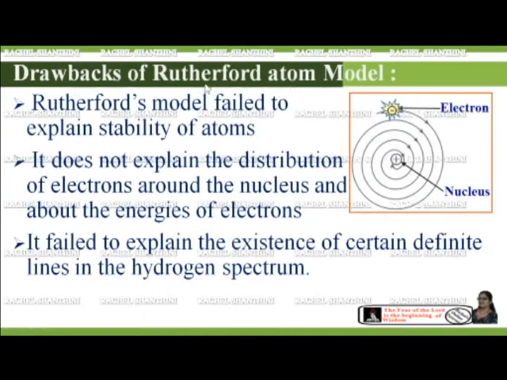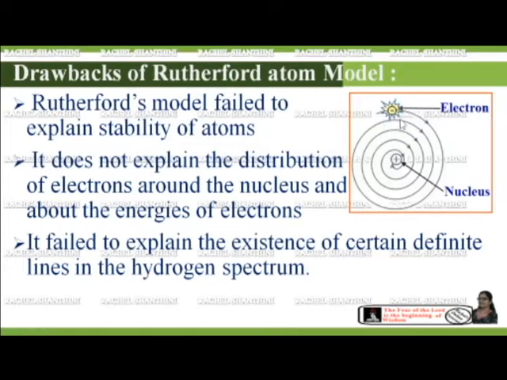Drawbacks of Rutherford atom model. Rutherford atom model failed in the view of electromagnetic theory given by Maxwell. According to Maxwell's electromagnetic theory, a charged particle when accelerated emits radiation in the form of electromagnetic radiation. In Rutherford atom model, electrons are revolving around the nucleus. Electrons are in the state of acceleration at all the time. So they show continuous emission of radiation.